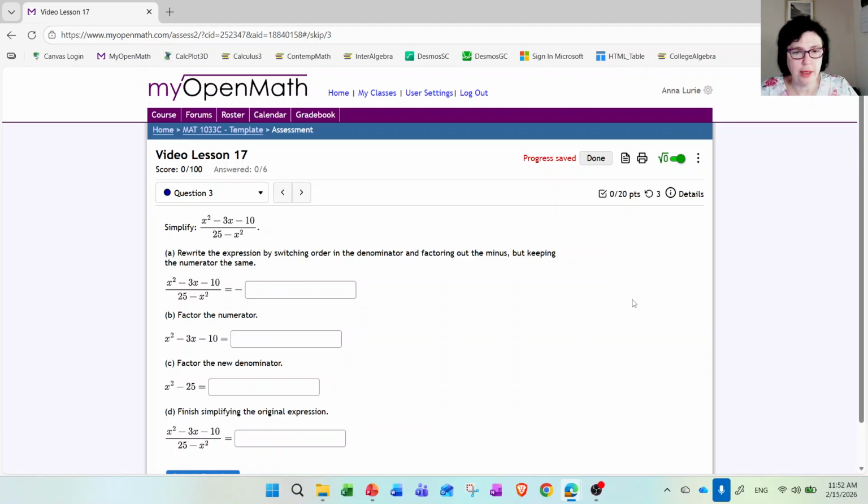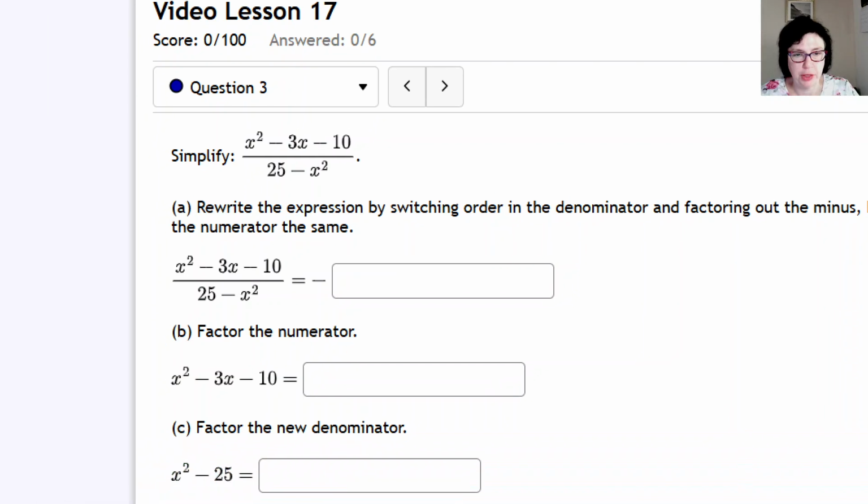Okay, this is another example of factoring and canceling common factors in a rational expression. However, here there's going to be a little bit of a trick that we're going to need to use. Well, let me take a look at why we do need a trick. If we were to just try to factor and cancel common factors, let's see what happens.